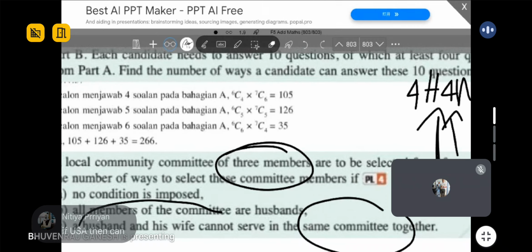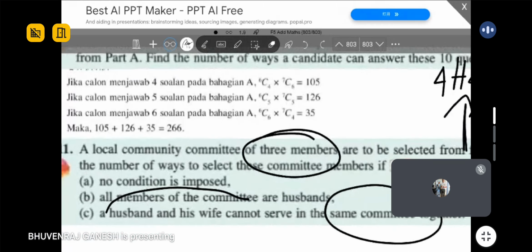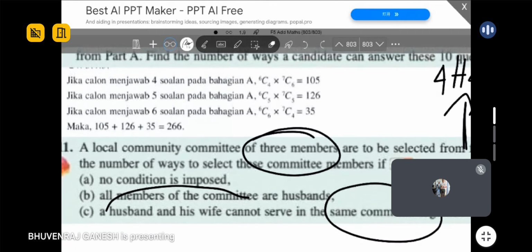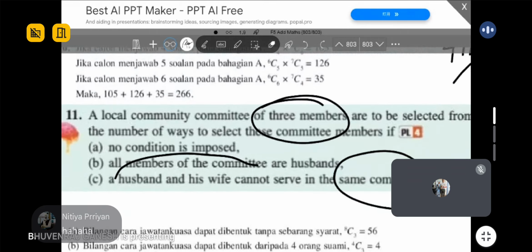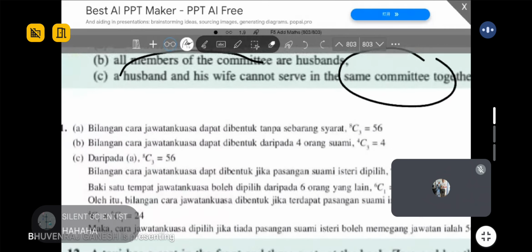Husband and wife cannot serve. If USA, then can. Okay, very good. I like your answer. Your answer is correct. Okay, full marks for you. Okay, but not in terms of SPM lah. Okay, so sorry.